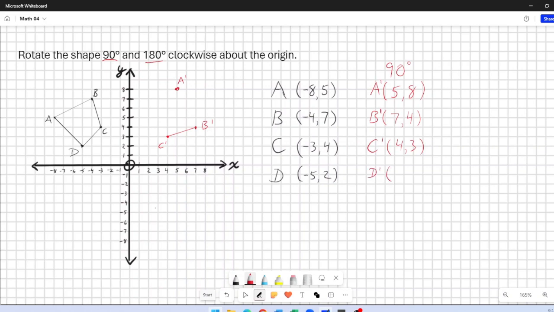And the same thing for D. Let's look at D. D is originally at negative 5 and 2. So let's flip the x and y coordinates around. Again, don't worry about the sign yet. 2 and 5. There's 2 and 5. That's D prime. So now I can connect those lines together, and we've officially done a rotation of 90 degrees.